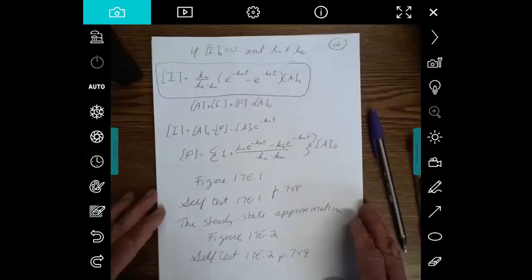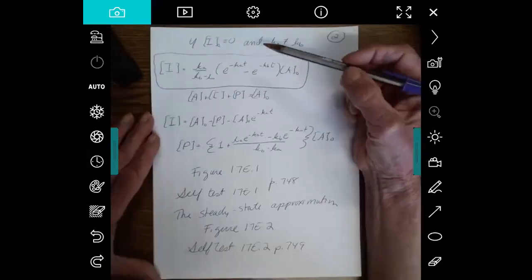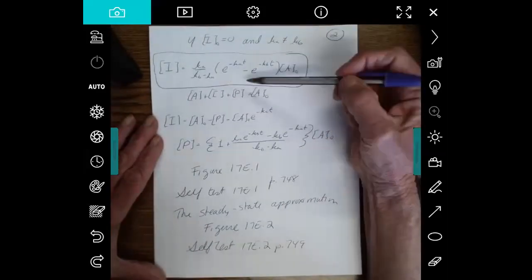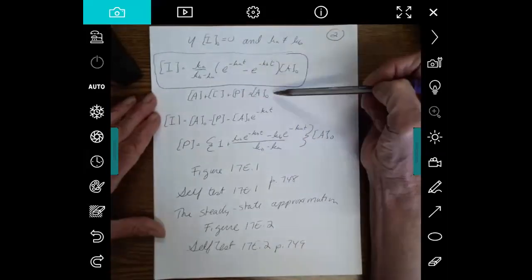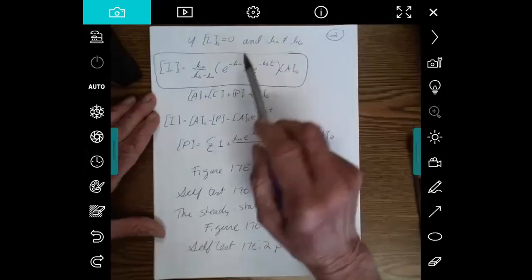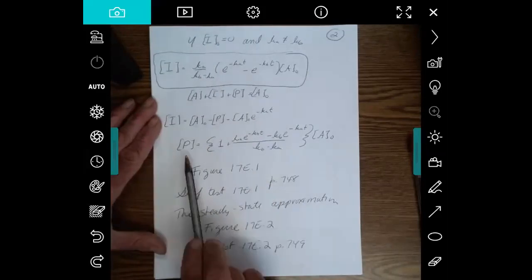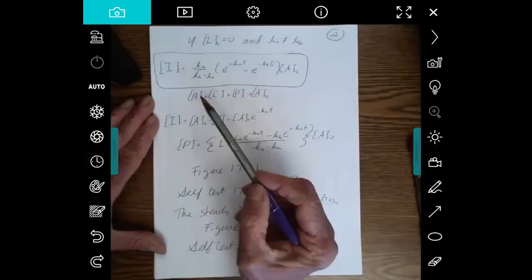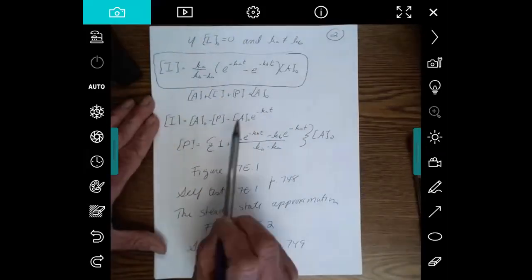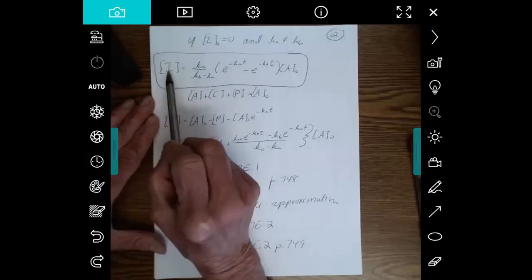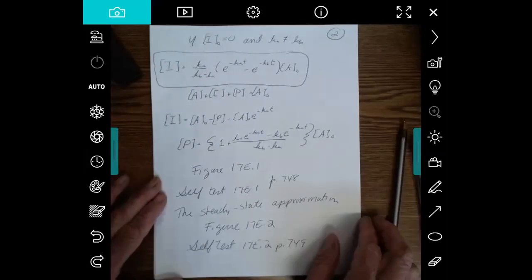So you can go on to look at that, and you can see that if you only started out with A, then the sum of A, I, and P has to equal A0. And you can substitute that in for I, and you can get an expression for the concentration of P as a function of time, because A0 replaces A with the exponential factor. So you can go from knowing the concentration of I as a function of time, the intermediate, to the product as a function of time.